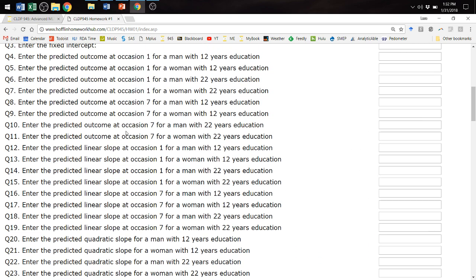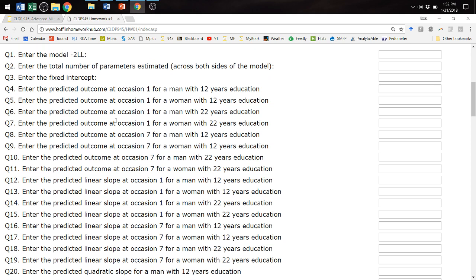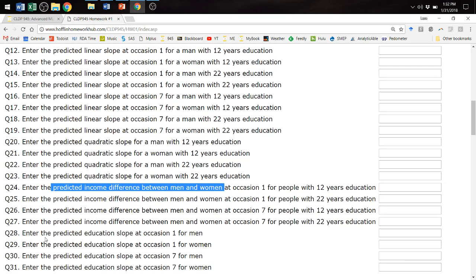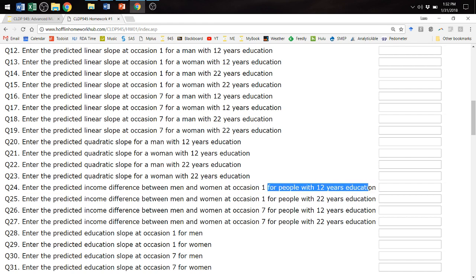So you can approach it as take the line that you wrote for the intercept for one person and the intercept for the other person and literally subtract those two sentences. Or you can tackle it directly by thinking about this as the main effect of education and then figuring out what it would be at occasion 1, meaning you would have to have ed by time in the model for that to be different at any occasion, and what it would be for 12 years of education, which is if you had education by gender.